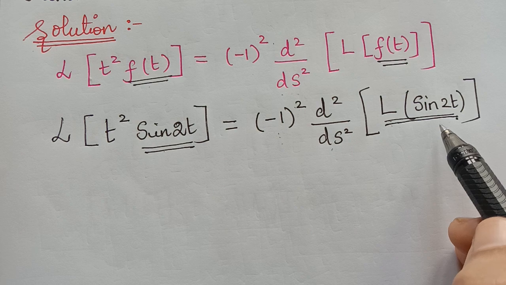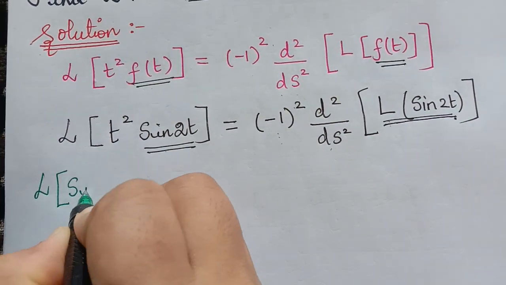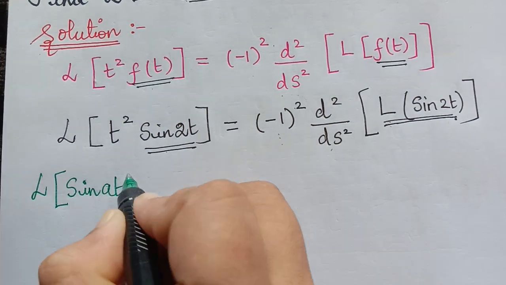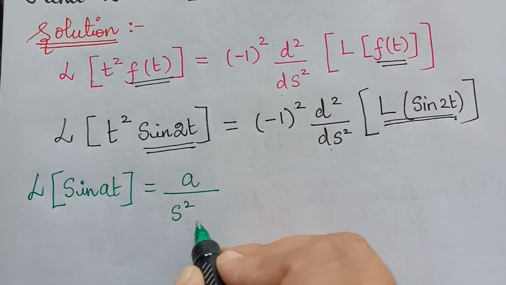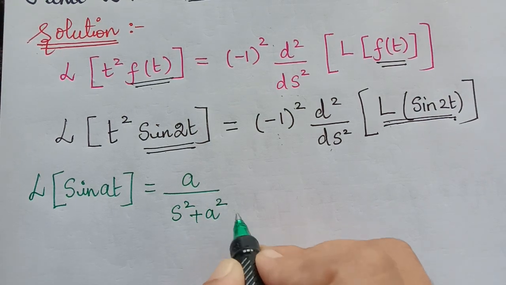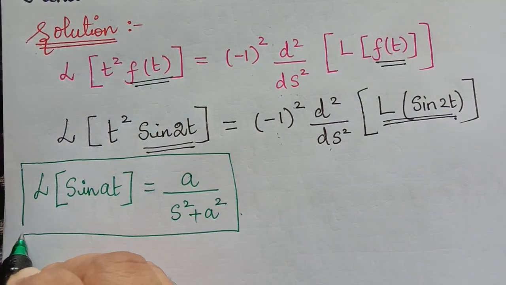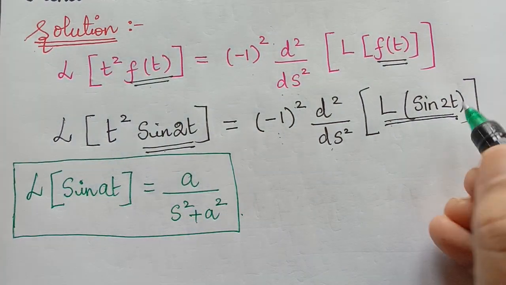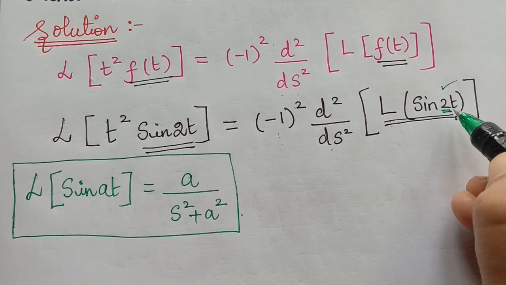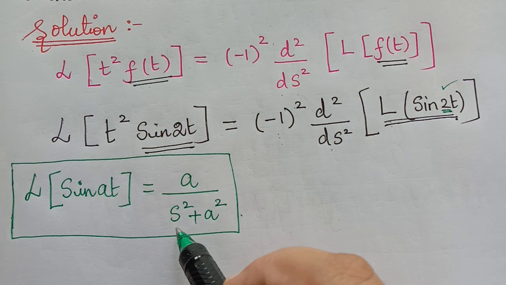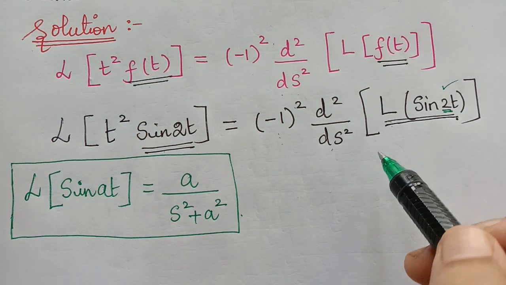Okay, now let us first write what is Laplace transform of sine 2t, for which we will be using the known result. That is the Laplace transform of sine at is equal to a divided by s square plus a square. So we know this result. Let us apply this over here, where the value of a is equal to 2. So it will be 2 divided by s square plus 2 square, which is 4.